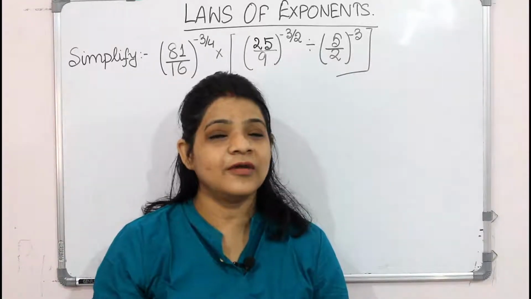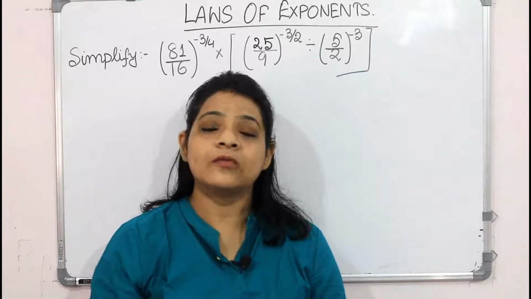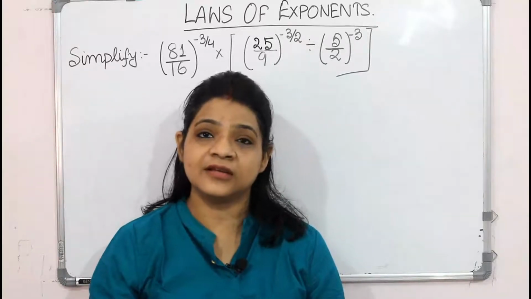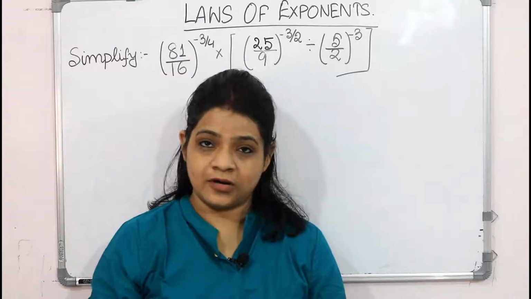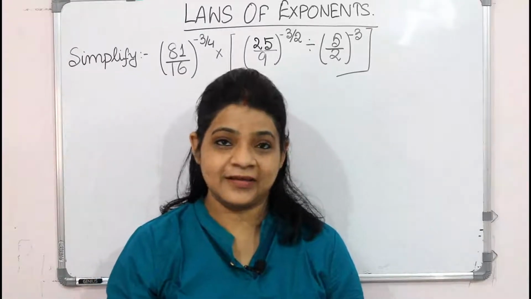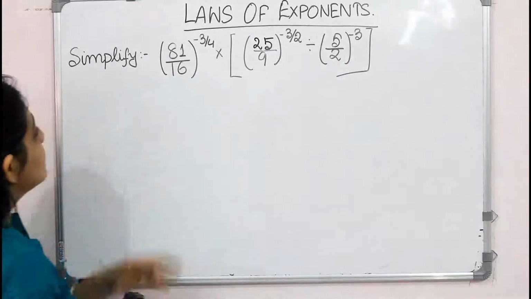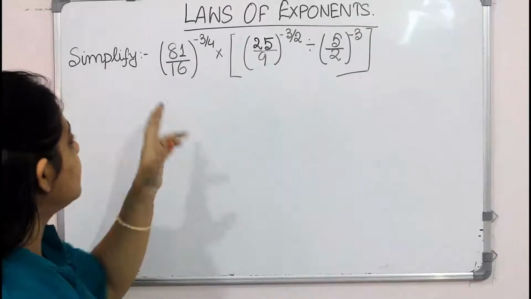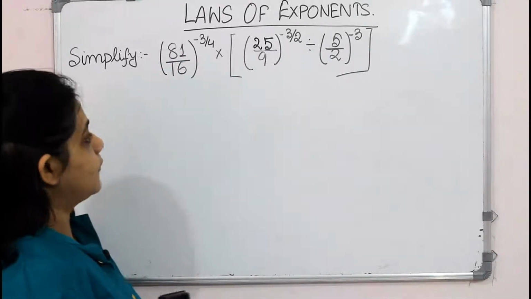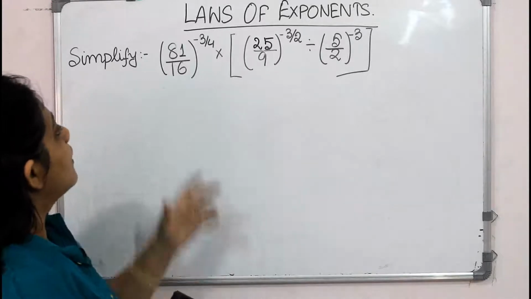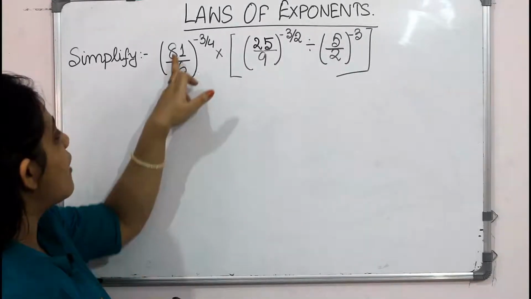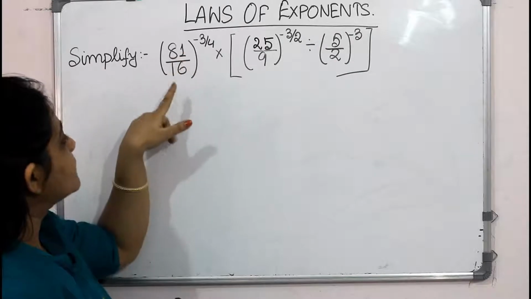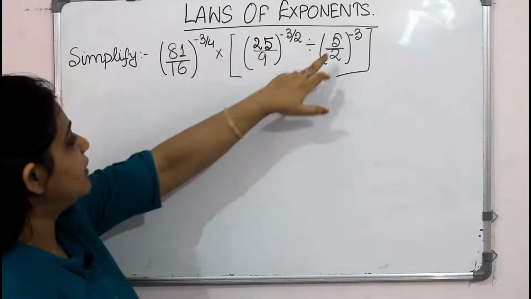So today is a continuation of the last class where we will be solving some sums related to laws of exponents. So let's begin our class. The first sum is you have to simplify this particular expression. Now the next step is you have to find 81, 16, 25 by 9, 5 by 2.